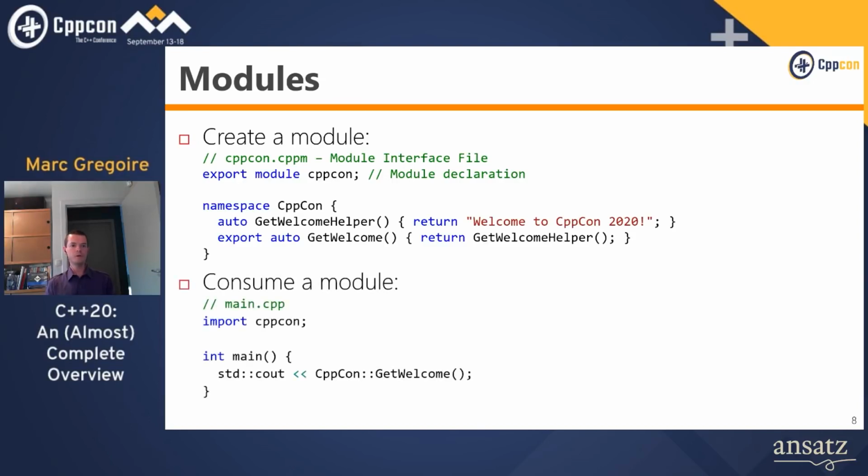How to consume this module? Well, you simply do an import CppCon instead of any hash include. And then once you have done that, you can start using the exported functionality. So here at this location, I will not be able to call getWelcomeHelper.